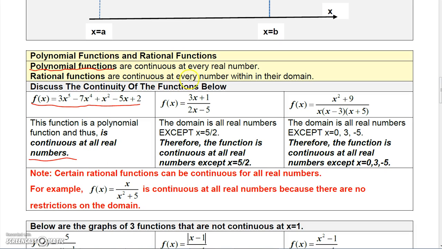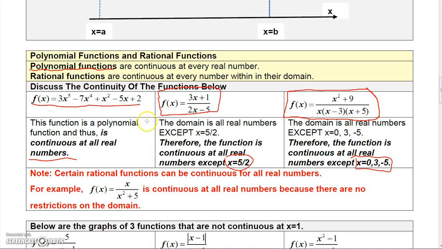Rational functions are continuous at every number within their domain. So if you look at this rational function, the only number that's not in the domain would be x equals 5/2. So therefore, this function is continuous at all real numbers except x equals 5/2. And this one is continuous for all real numbers except those that are outside of the domain. So let's talk about what's not in the domain. Well, we know x can't be 0, x can't be 3, and x can't be -5. So therefore, the function is continuous at all real numbers except 0, 3, and -5.